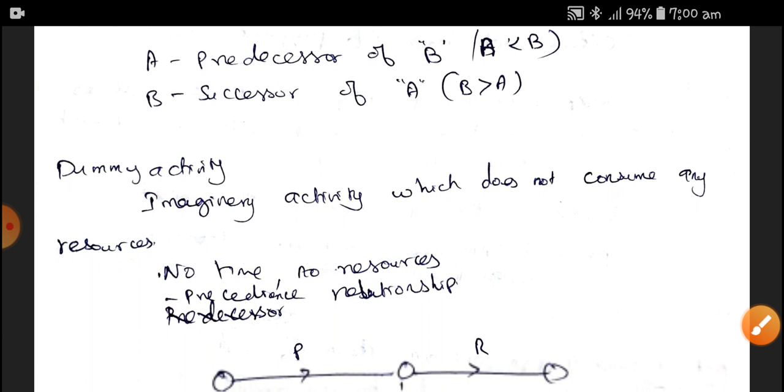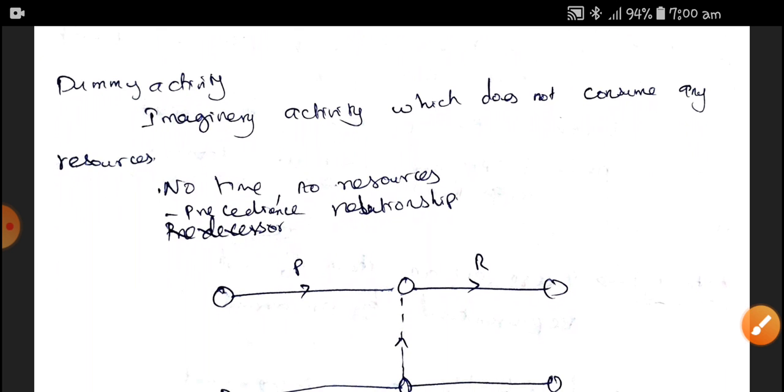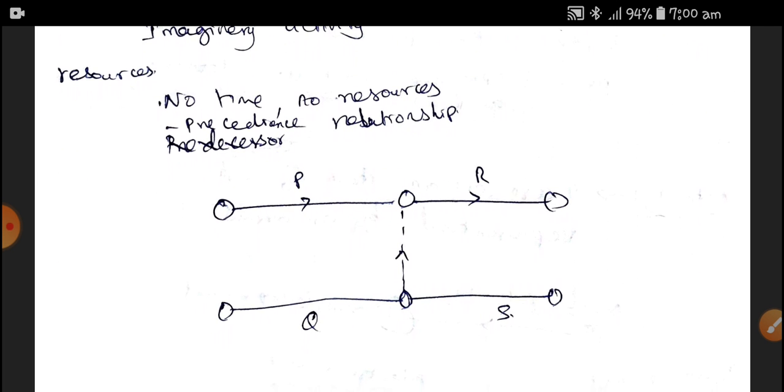Next, a dummy activity. A dummy activity is an imaginary activity which does not consume any resources. So no time, no resources. We only show the precedence relationship between the activities. There is nothing, no time, no resources. That is why it is called a precedence relationship between the activities.